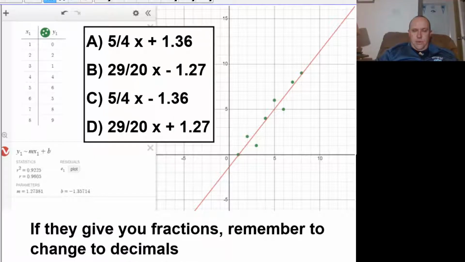The other thing they can do to try and confuse us is write the answers as fractions rather than decimals. If they do that, just remember to change these into decimals by dividing. So 5 divided by 4 would be 1.25. And if I do 29 divided by 20, you get 1.36. Admittedly for this one, neither of these is exact, but the one that's going to be closest to the correct answer is 1.27. That's certainly closer than 1.36. So it's actually answer C again. But just to remind you, if they do give fractions as the answers, then you should change them.